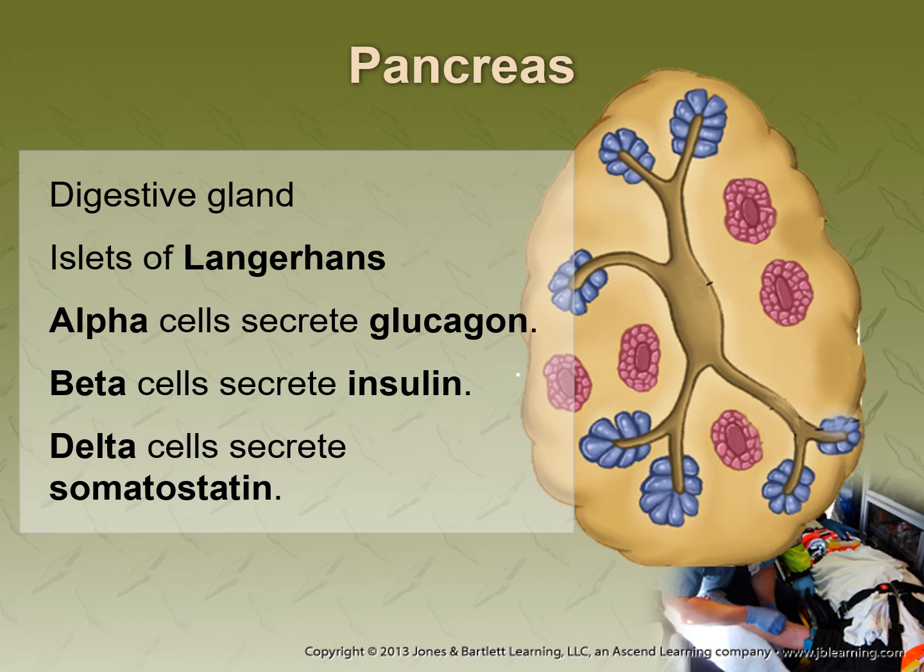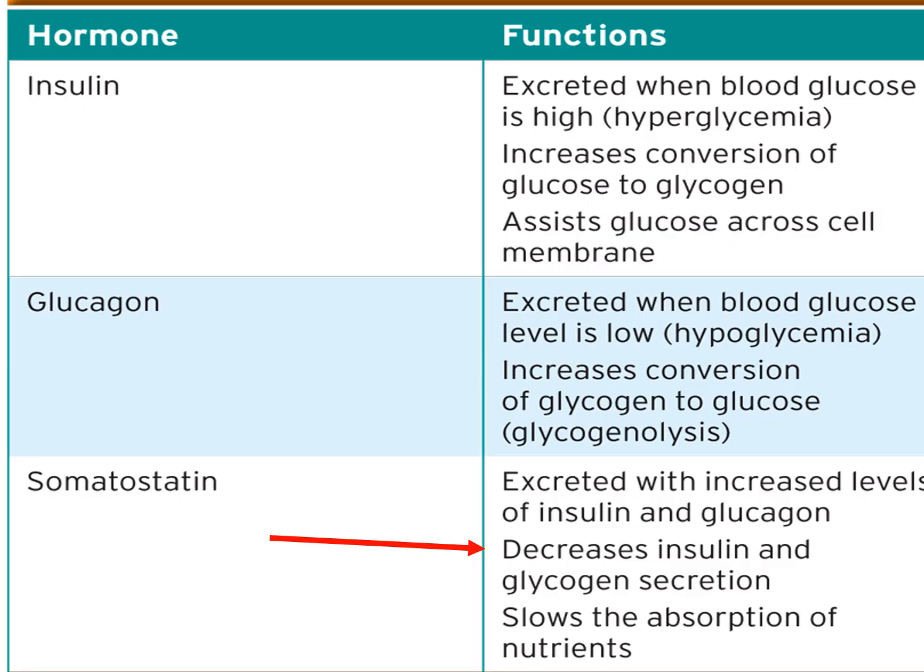The pancreas, we have to know. The islets of Langerhans have alpha, beta, and delta cells. Alpha will release glucagon, beta will do insulin, and delta will release your somatostatin. The next slide here covers what those will do. And you have to know all of these, all right?